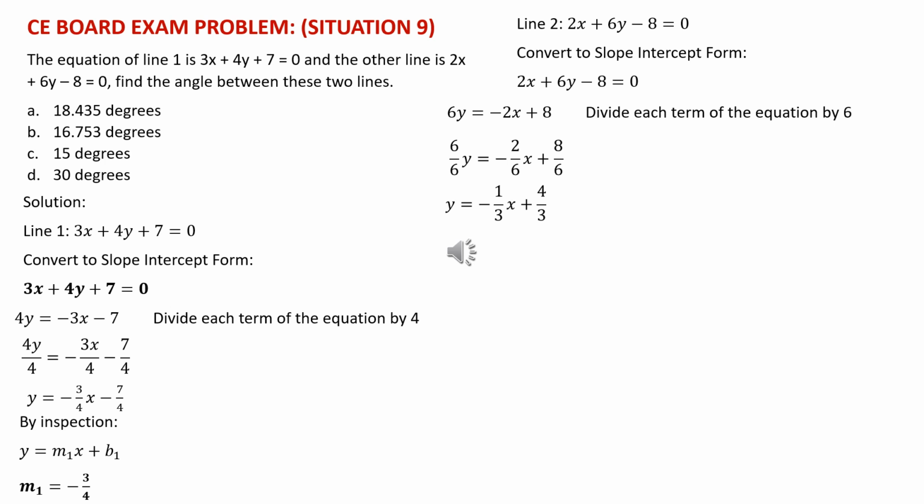Finally, we now have our line 2 in its slope-intercept form. And we have it as y equals negative 1/3 of x plus 4 over 3. And then by inspection or comparison process, we can see now that the value of slope m sub 2 is equal to negative 1/3.